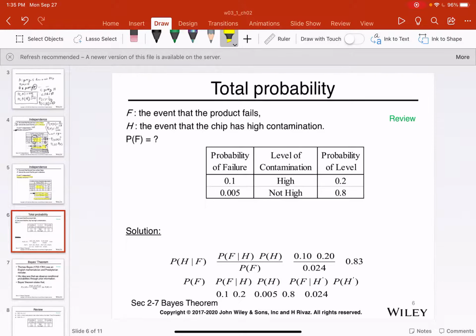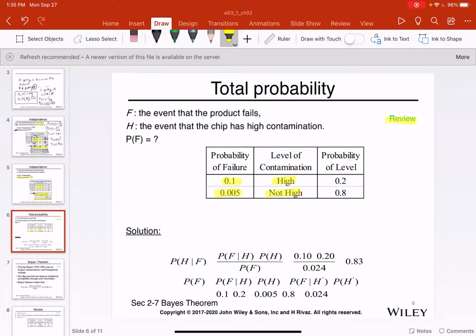So we also looked at total probability, right? So a lot of questions are set up like this, so we have a probability of failure if my level of contamination is high, and I have a lower probability of failure if my level of contamination is not high, right? So we did this one also in previous class. This is just a review.